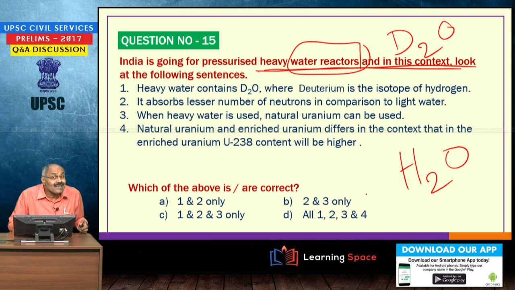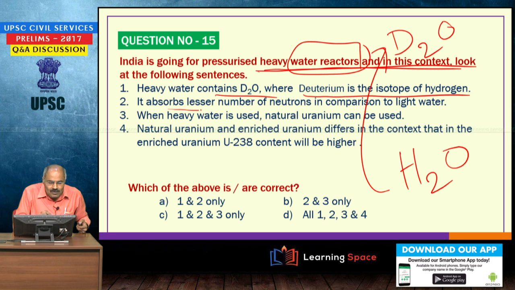Normal water is called light water. This heavy water is D2O. D is nothing but deuterium, an isotope of hydrogen which contains one neutron. So the isotope of hydrogen is this deuterium. Heavy water contains D2O, where deuterium is the isotope of hydrogen.